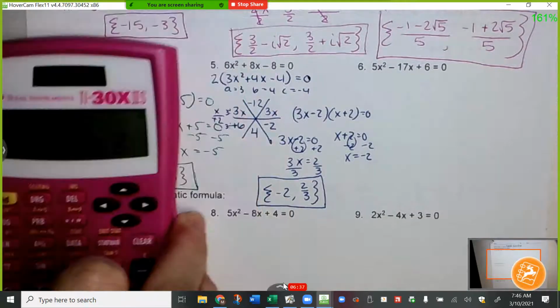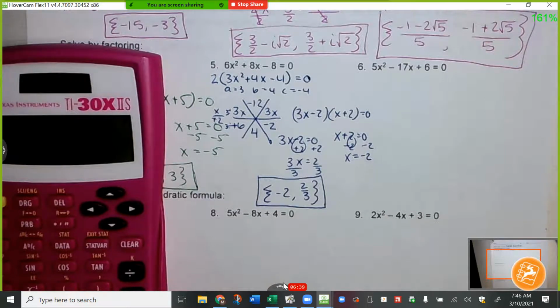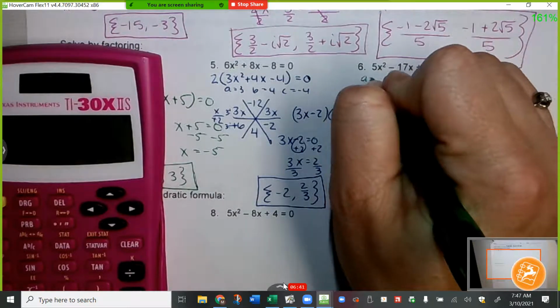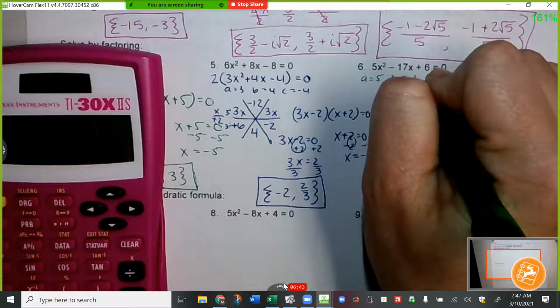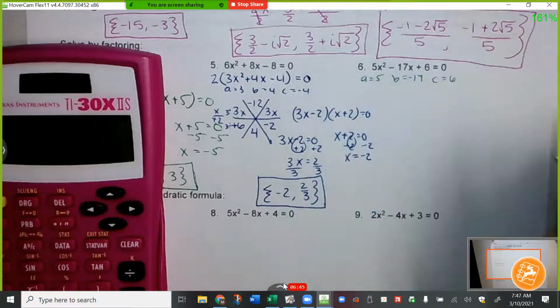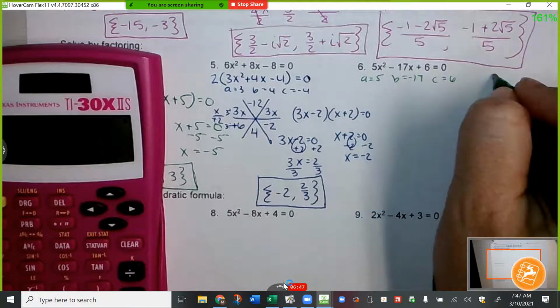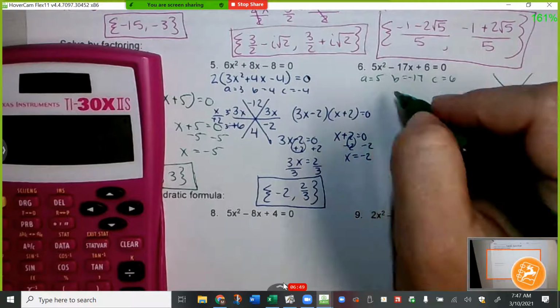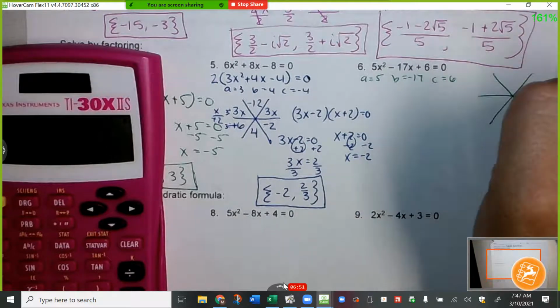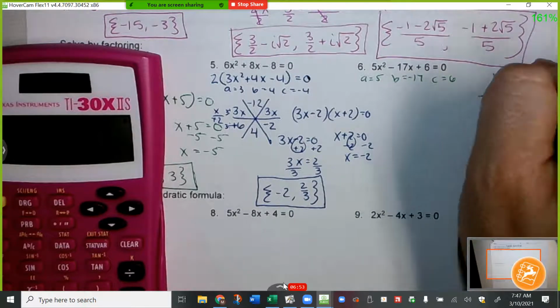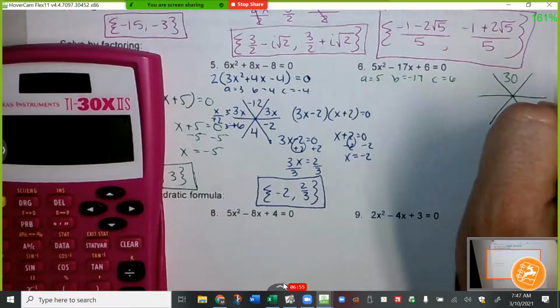Okay, so if you look at number 6, there is no GCF. So A is 5, B is negative 17, and C is 6. A times C is 30. B is negative 17.